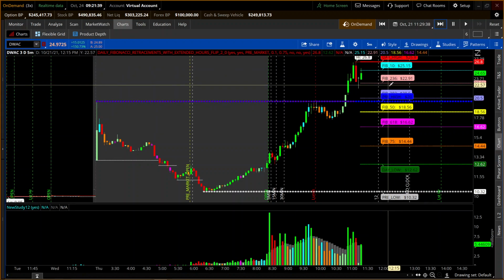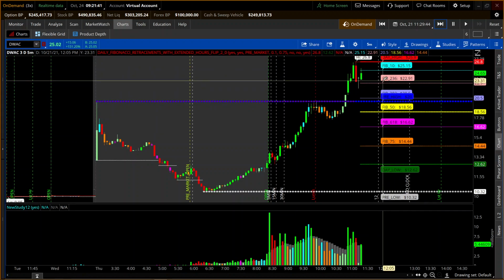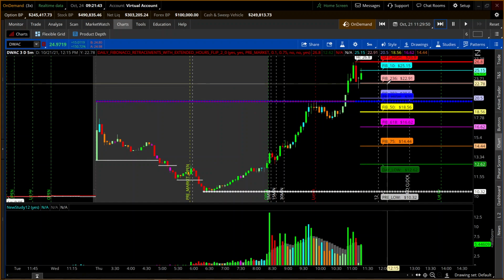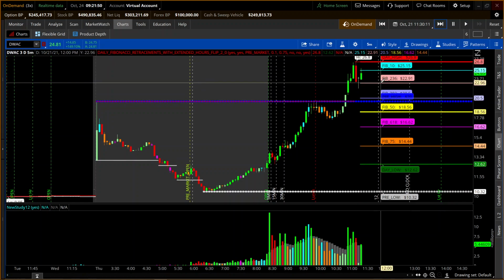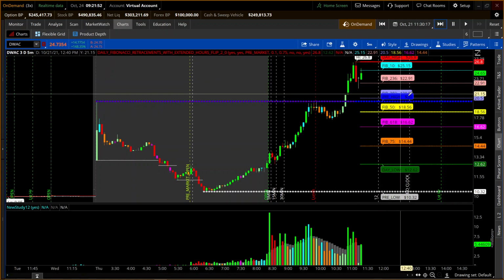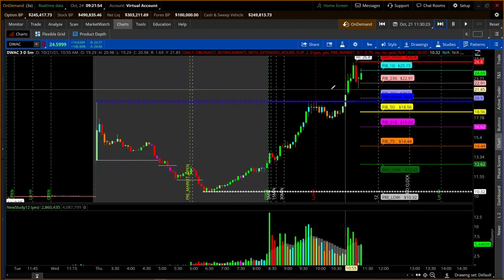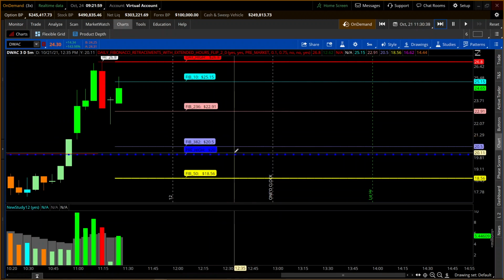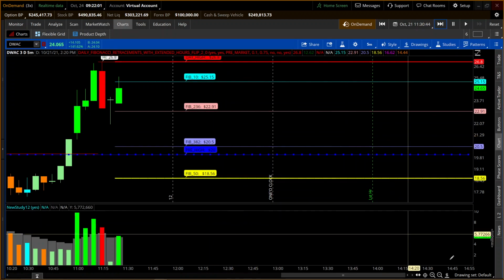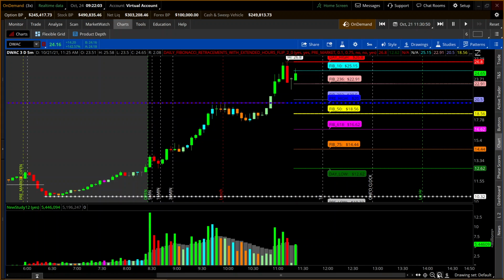And usually you're just looking for it to retrace back to the 23.6 after making a new high, and that's exactly what it did. It retraced back to the 23.6, and if it goes down further, you're looking for it to retrace down to the 38.2 field. But anyway, this is the daily Fibonacci retracement with extended hours flip. That's the name I'm calling it.